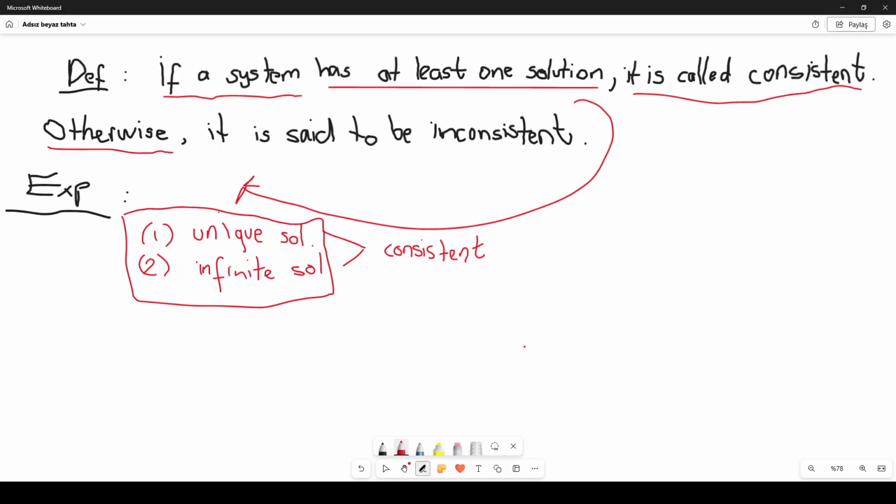How about inconsistent ones? We said otherwise, which means we have no solution. This is our third case. We have three different possibilities: we can have a unique solution, an infinite number of solutions, or no solution at all. If we don't have a solution to the given system, then this system is called inconsistent.